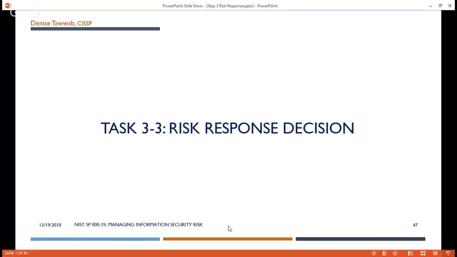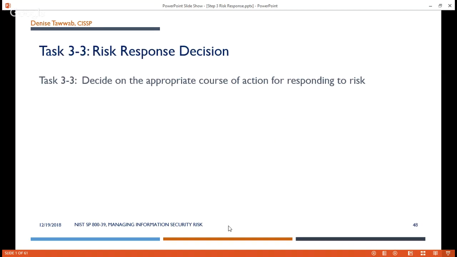Okay, that's task 3.2. Next task is task 3.3, risk response decision. So you've identified alternative courses of action for the risk that you identified in your risk assessment. You have looked at those alternative courses of action and evaluated them, and now you have to make a risk response decision. So task 3.3 is decide on the appropriate course of action for responding to risk.